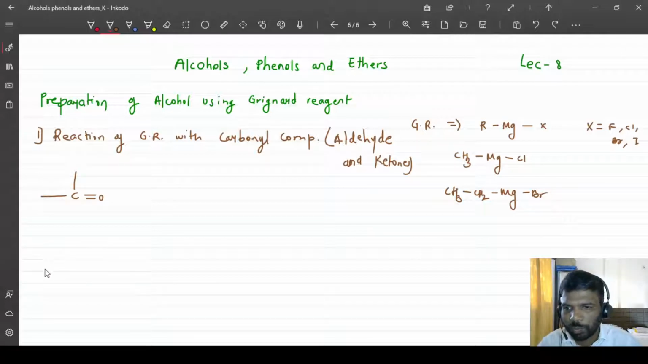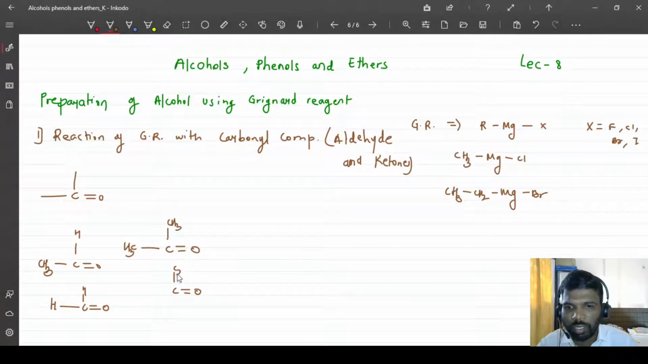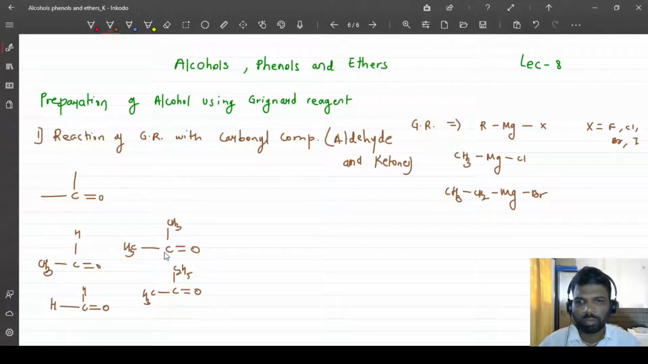It could be CH3CHO, then it will be an aldehyde. Or if it is like this, then it will be a formaldehyde. Or it could be this also, both alkyl groups. It could be a ketone also. Many more, you can extend this chain further. You can write C2H5 and methyl over here, so it will be butanone. So it depends upon what type of group is attached over here.